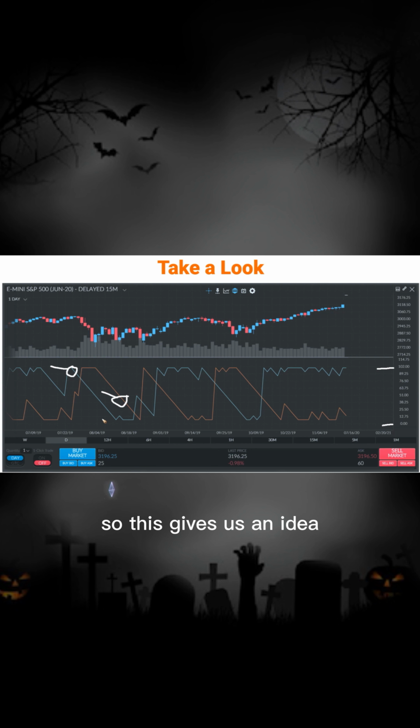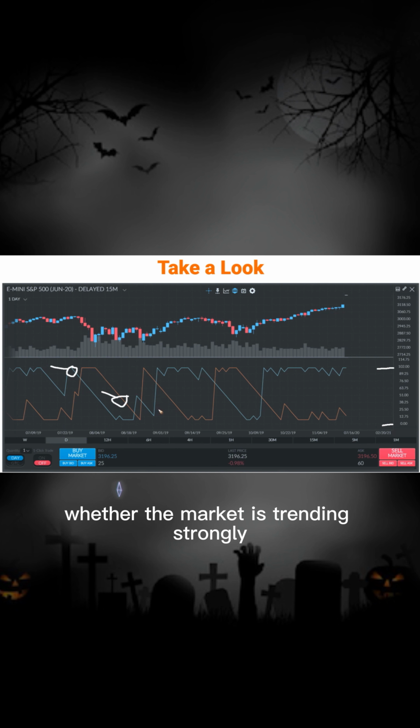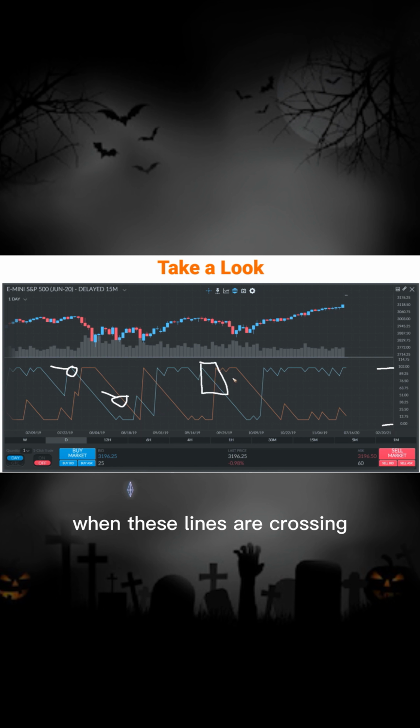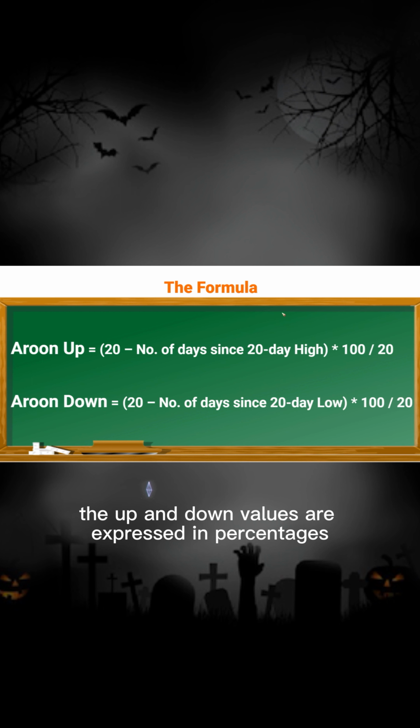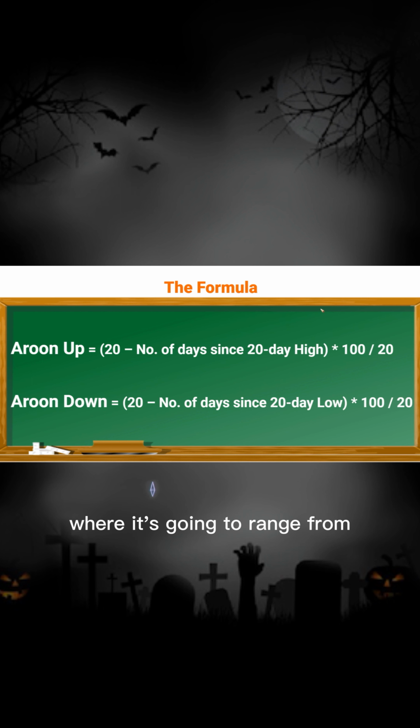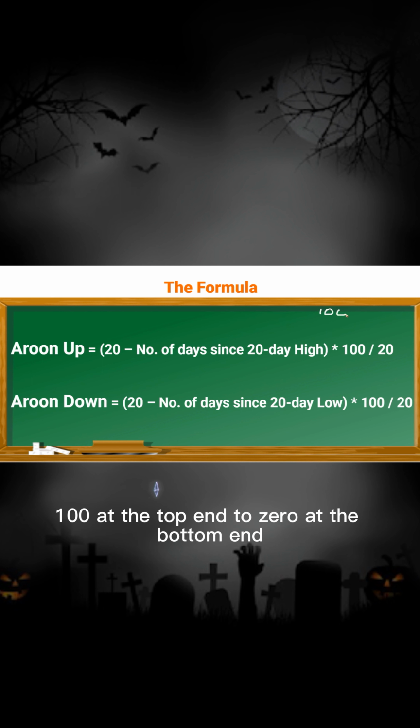So this gives us an idea by looking at this section alone whether the market is trending strongly or whether it is not trending strongly, or perhaps whether it's changing hands when these lines are crossing. As we mentioned, the Aroon is measuring how long it's been since the last high or low for the current period being analyzed. The up and down values are expressed in percentages like we discussed, where it's going to range from 100 at the top end to 0 at the bottom end.